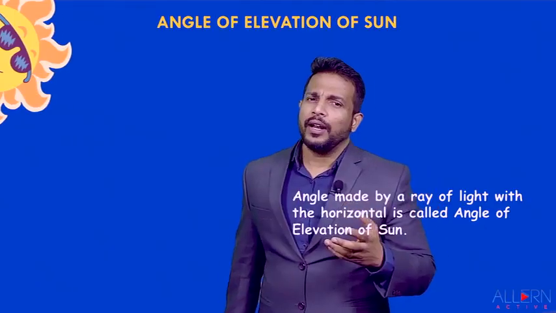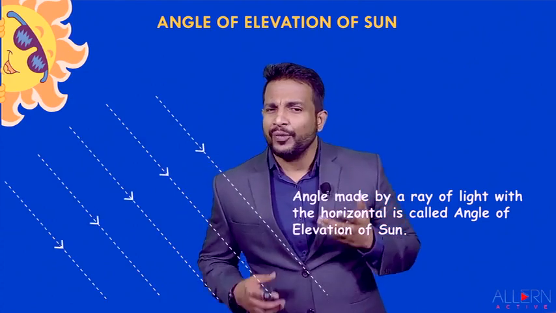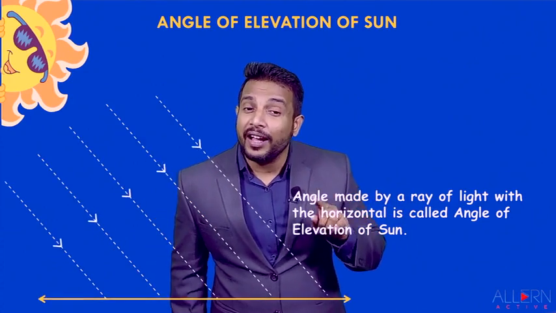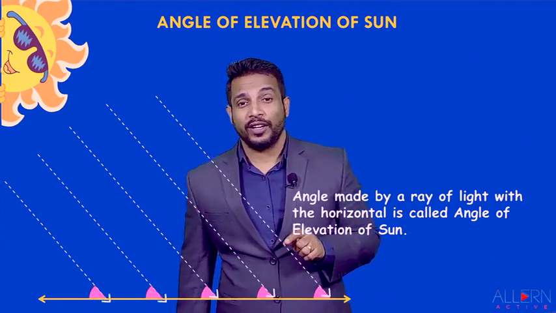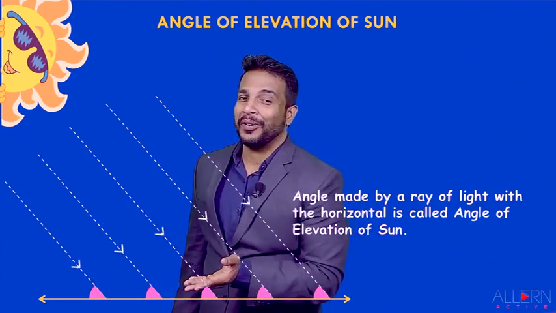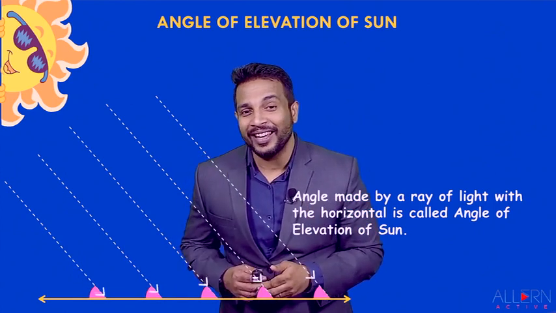Yes. So what we learned right now is the angle of elevation of the sun. It's very simple. As I said, it is an angle made by the ray of light with the horizontal. That horizontal can be the ground. And that is called the angle of elevation of the sun.